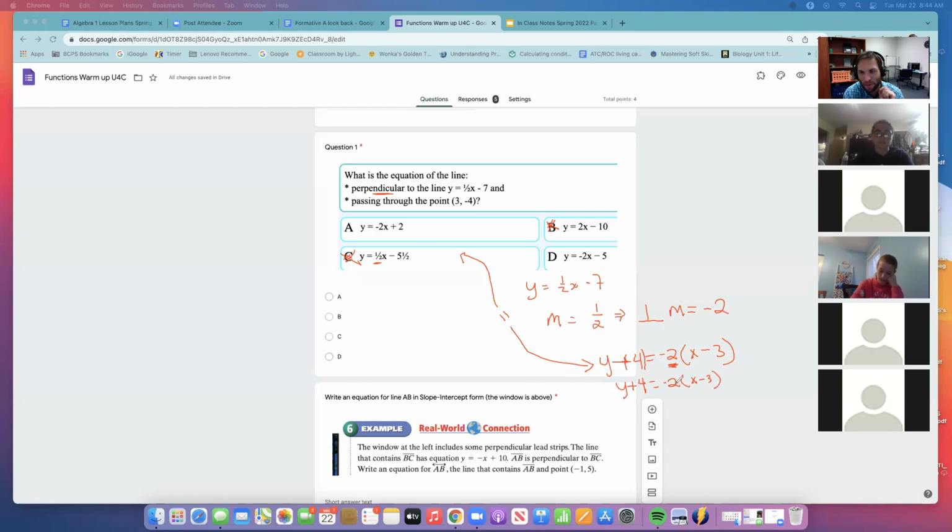And we don't like to write it like this, so we're going to use distributive property. So we have y plus 4 equals -2 times x, which looks better because -2x. And -2 times -3 is +6. And then -4 on both sides.